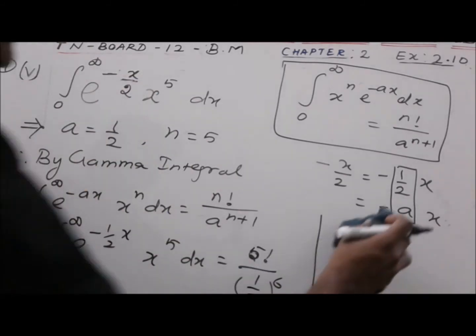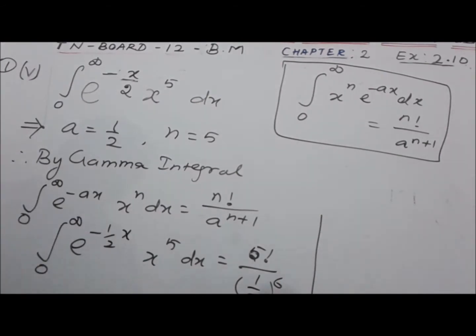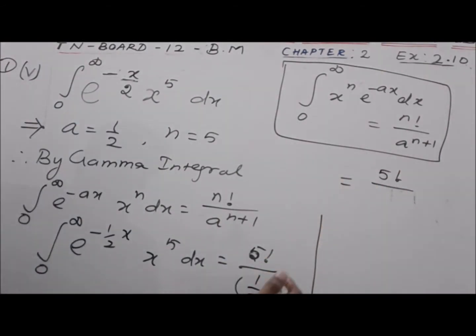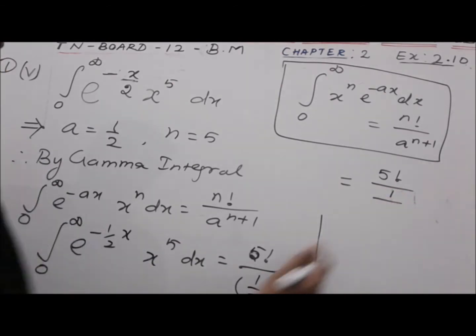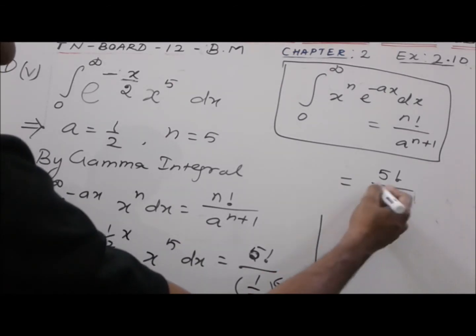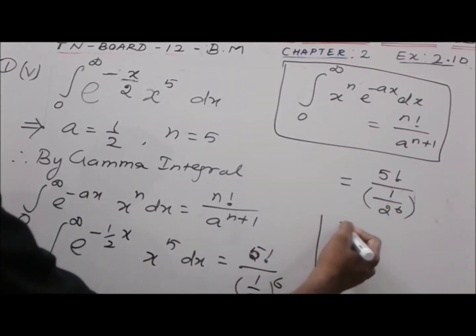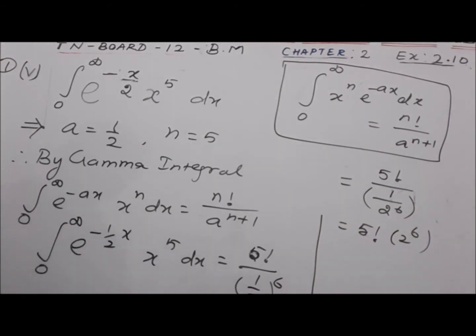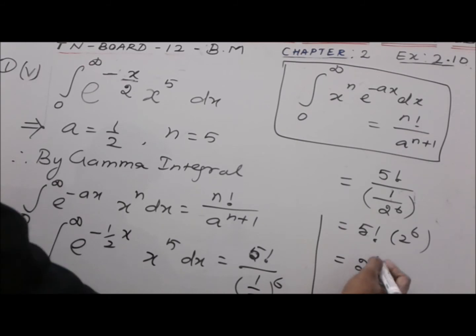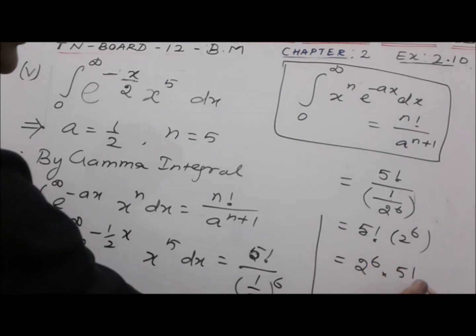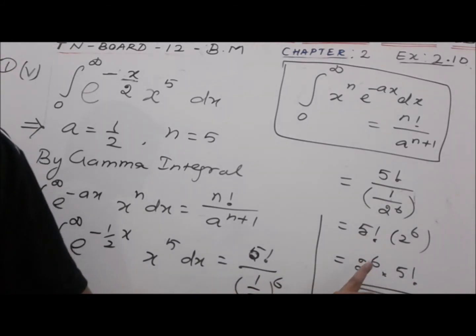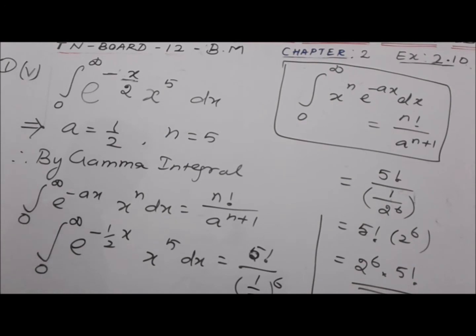It will be simplified as equal to 5 factorial divided by 1 by 2 power 6, which is 1 divided by 2 power 6. When we reciprocate, we will have 5 factorial into 2 power 6. So it will be equal to 2 power 6 into 5 factorial. For the answer we need not simplify this further. You can leave it in this step itself, 2 power 6 into 5 factorial.